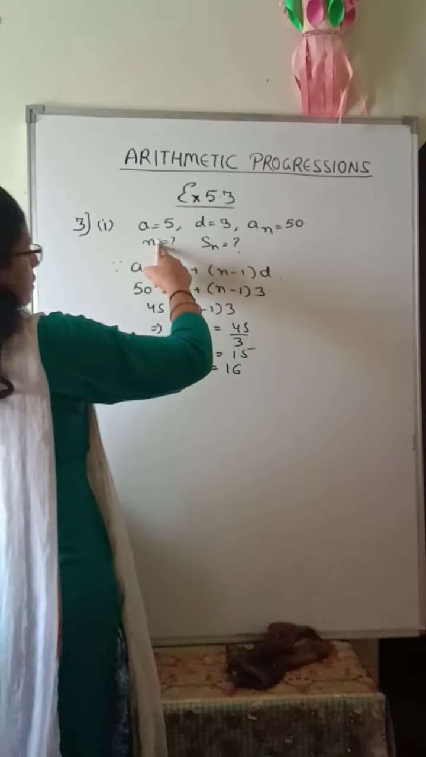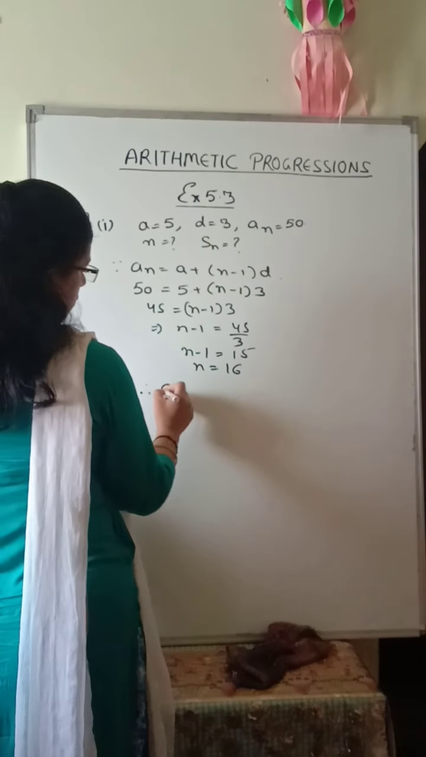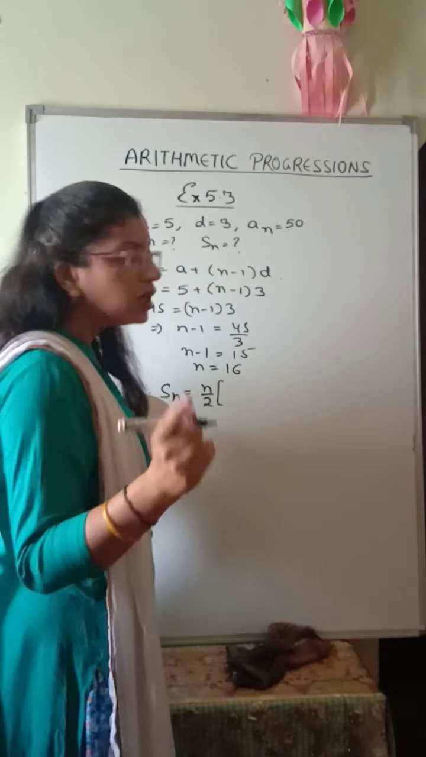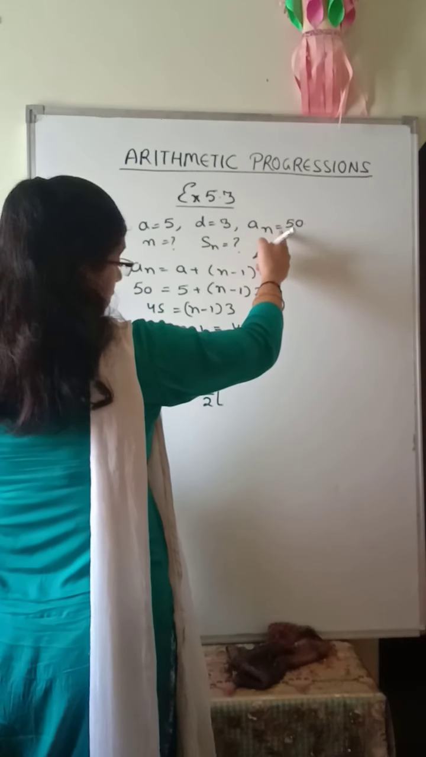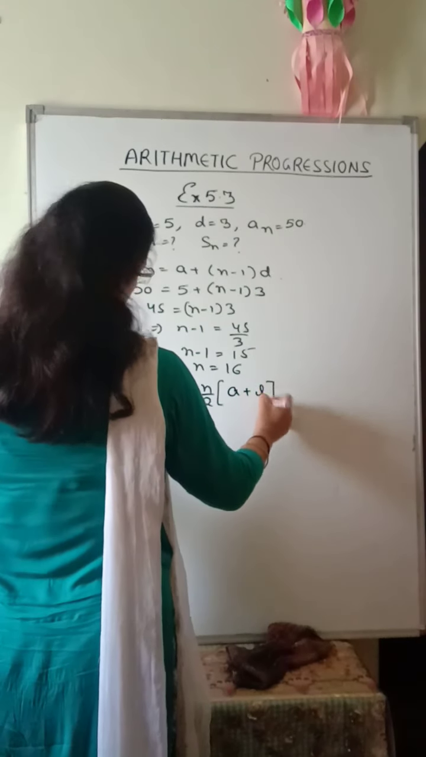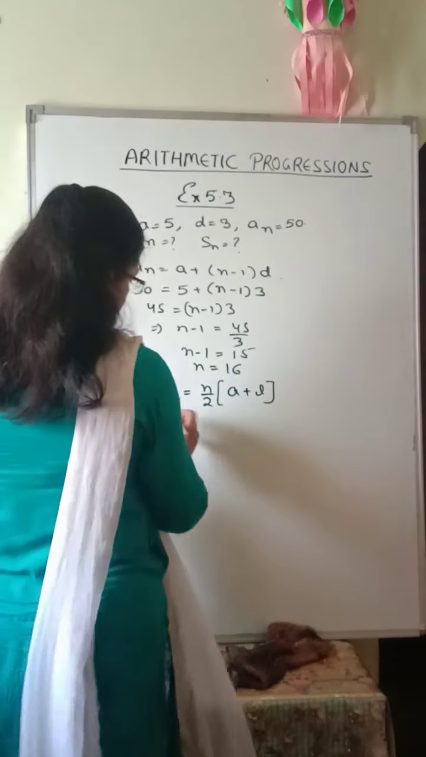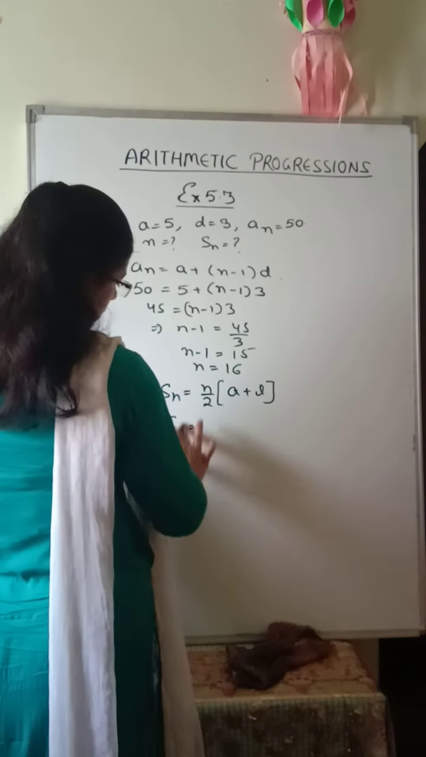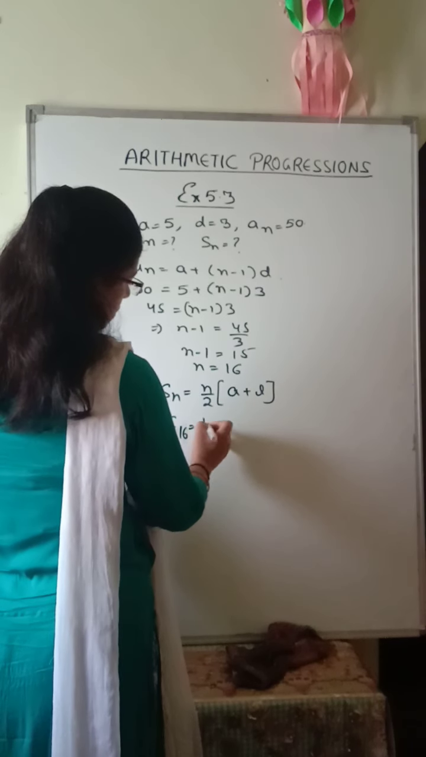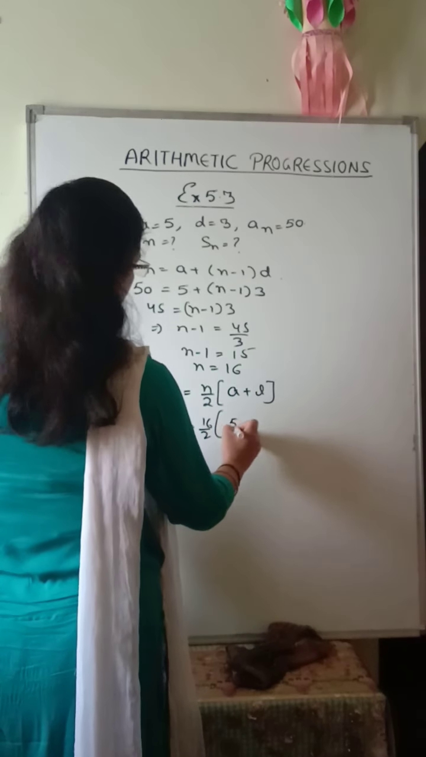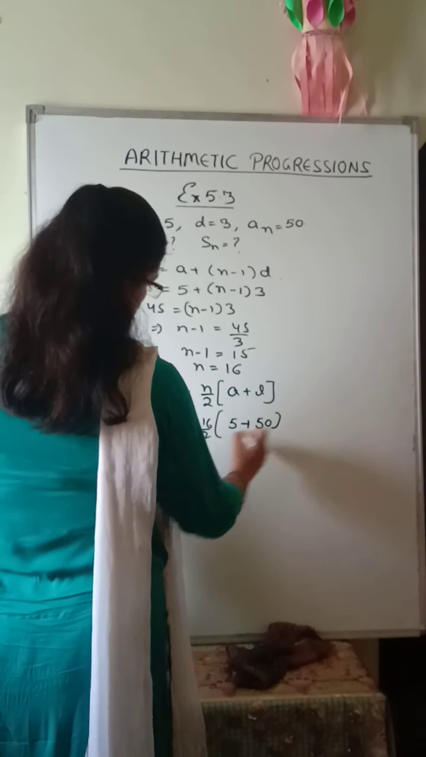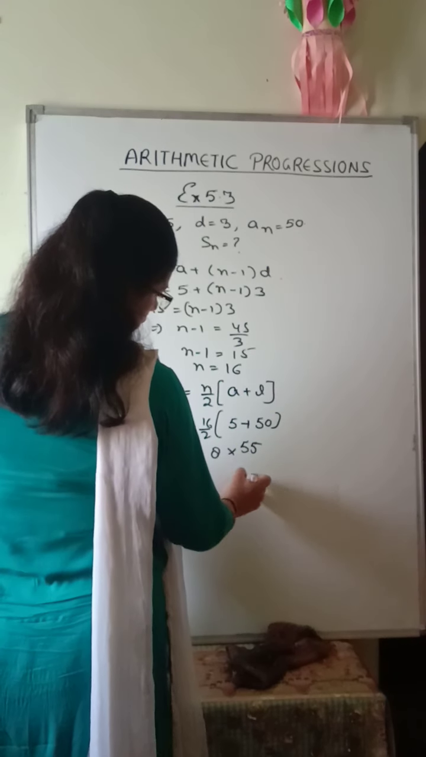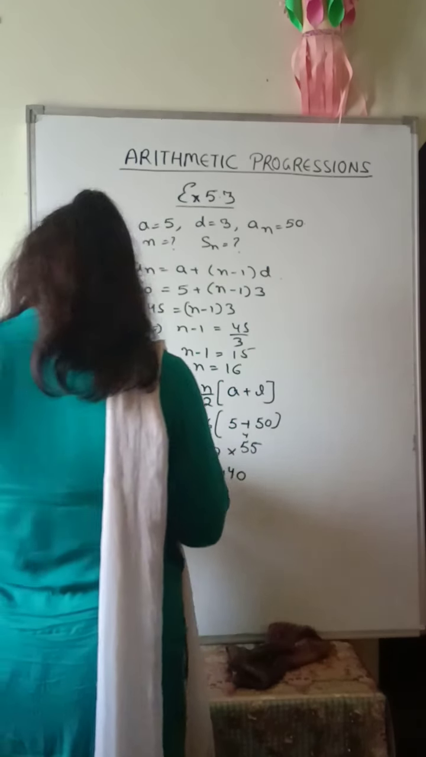Now we have to find the sum, since we already have n. Sum of n terms equals n by 2. One formula is 2a plus n minus 1 into d, but we can use the shorter formula, a plus l, because the last term is given to us. So the sum of 16 terms equals 16 upon 2 into (a plus l), which is 5 plus 50. So 2 eights are 16, into 55. 8 fives are 40, 8 fives are 40, 440. 440 is your sum.